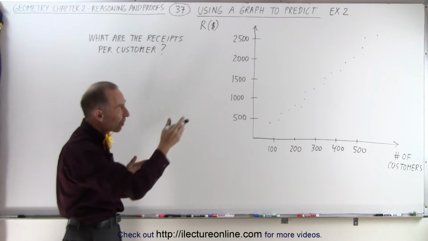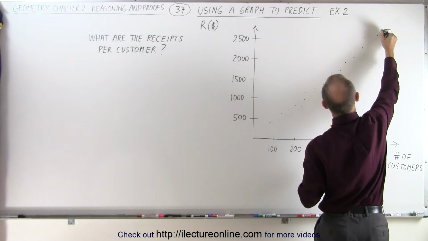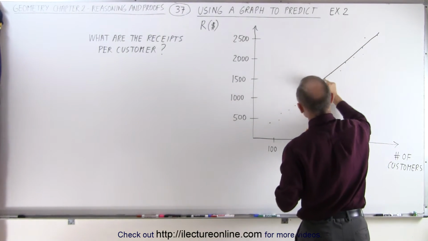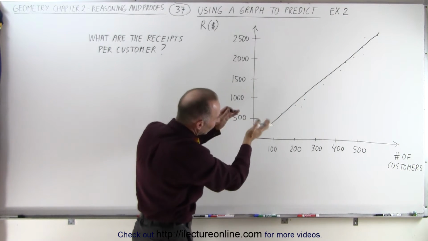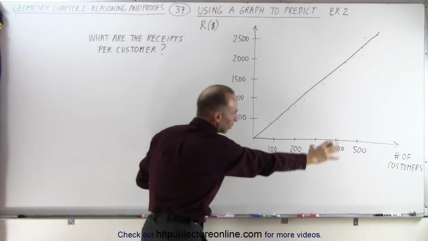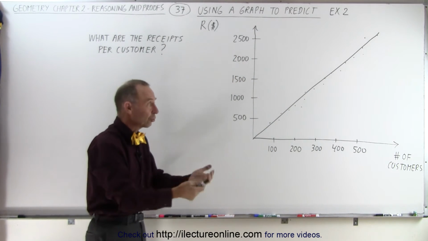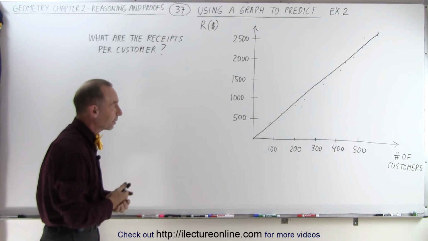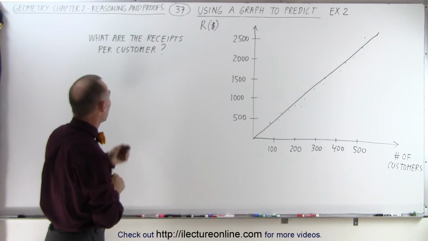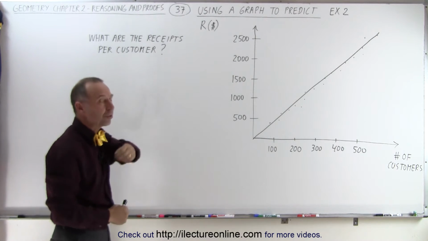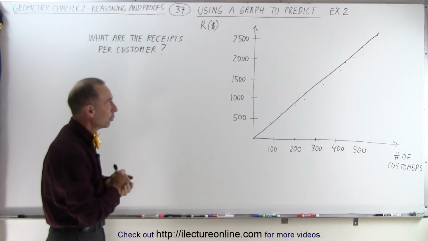If we try to connect those dots with what we call a best fit line, that best fit line looks something like this. You can see that the line pretty well represents the relationship between the number of customers walking through the door and the amount of money that the restaurant took in during that day when they were selling their meals and their drinks. So the question now is, what is the receipt per customer? How much money is the restaurant taking in for every customer that walks through the door?